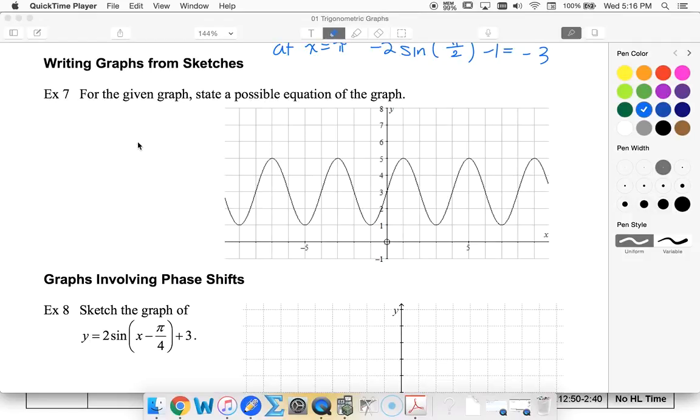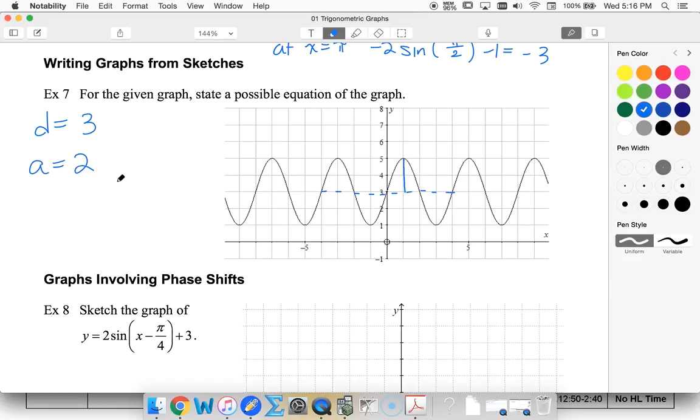Okay, this time I have a graph and I want to find the equation. So I'm going to start by putting in a center line. So there, my center line is at 3. That tells me immediately my vertical shift was 3. I can also see now my amplitude is 2. So I've got an A value of 2.